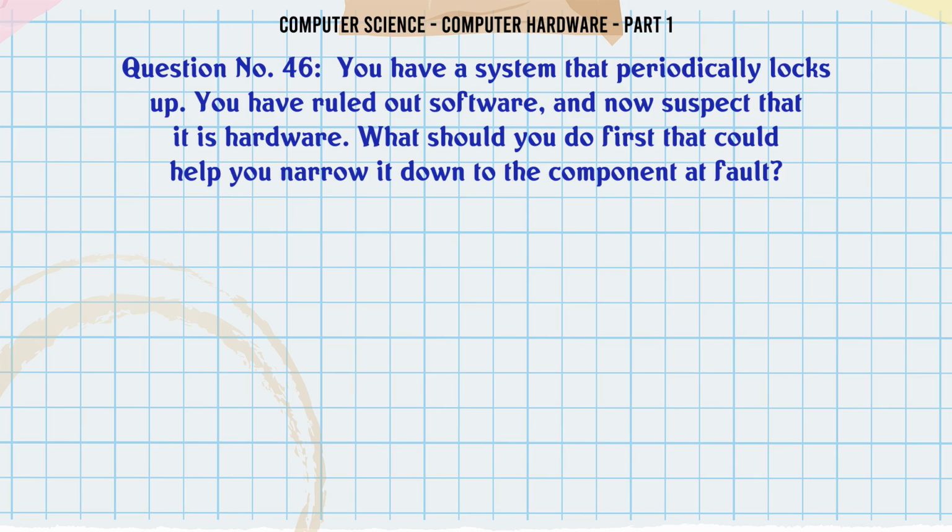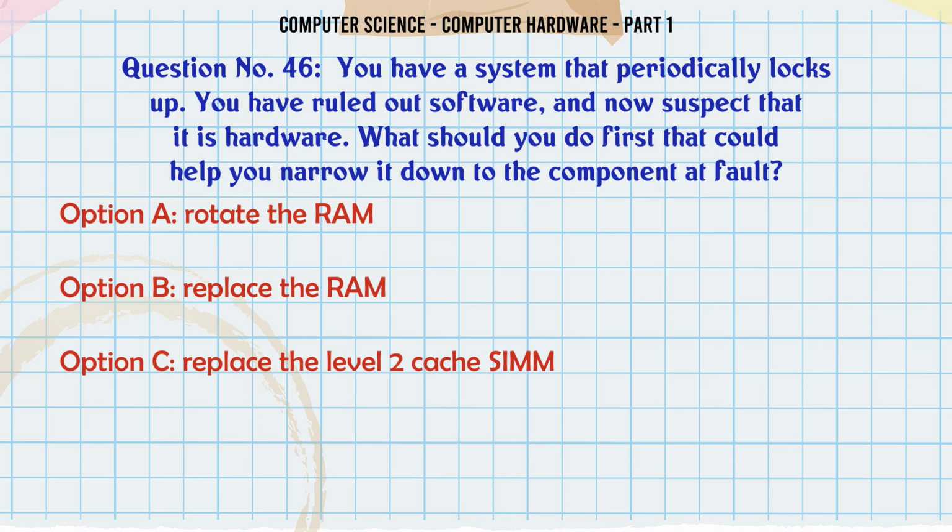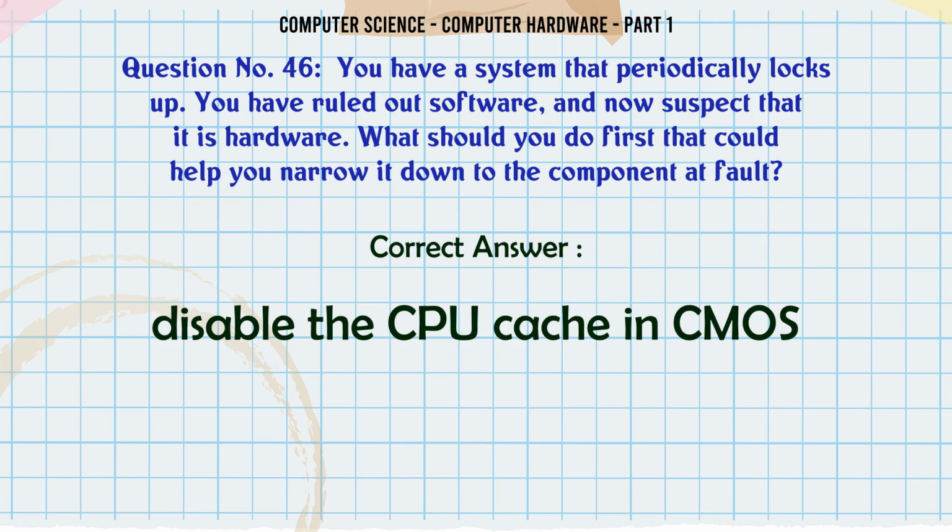You have a system that periodically locks up. You have ruled out software, and now suspect that it is hardware. What should you do first that could help you narrow it down to the component at fault? A. Rotate the ROM. B. Replace the ROM. C. Replace the level 2 cache SIM. D. Disable the CPU cache in CMOS. The correct answer is disable the CPU cache in CMOS.